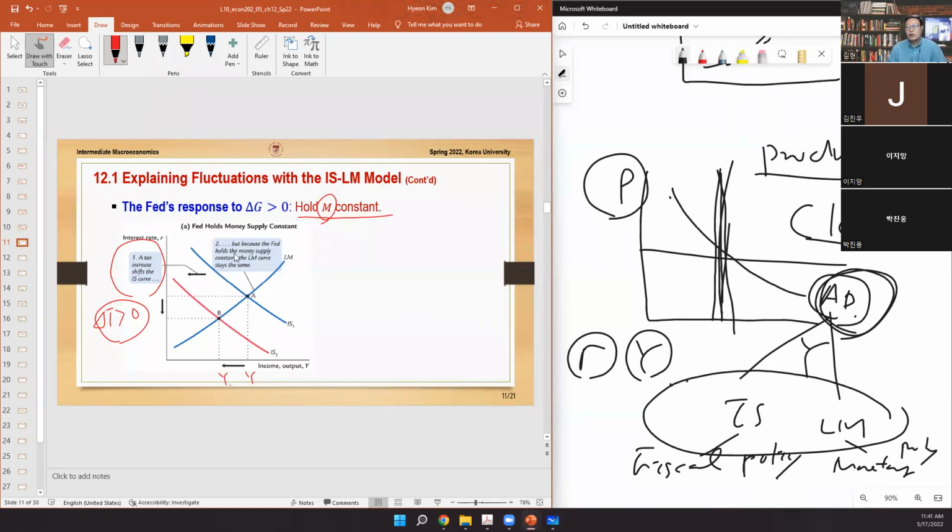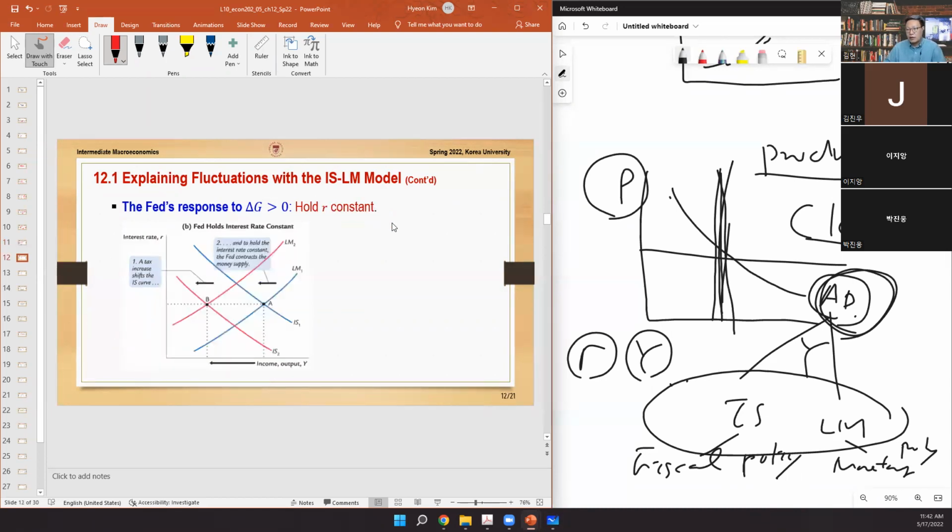But the Fed holds the money supply constant, so the LM curve stays the same. That means since there is no change in the LM curve, even if we have a lower national income, we are just suffering from lower income due to higher tax. There is no action because their goal is to keep the money supply constant.